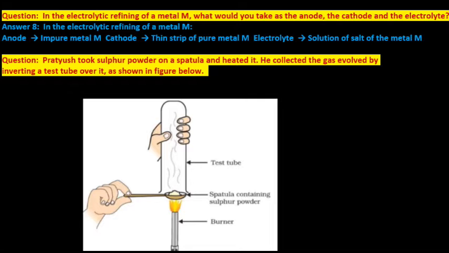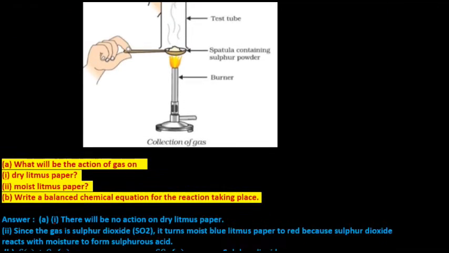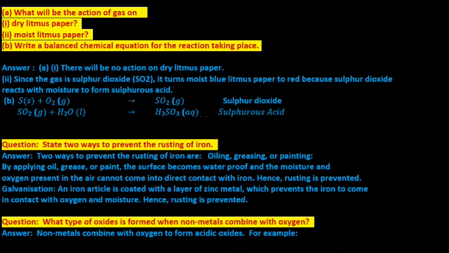Next question: Pratyus took sulfur powder on a spatula and heated it. He collected the gas evolved by inverting a test tube over it, as shown in the figure. A. What will be the action of the gas on first dry litmus paper, second moist litmus paper? B. Write the balanced chemical equation of the reaction taking place.